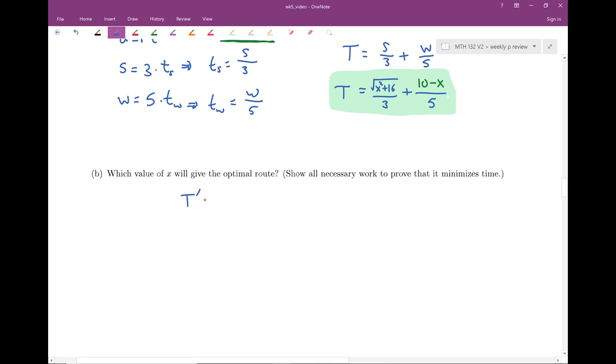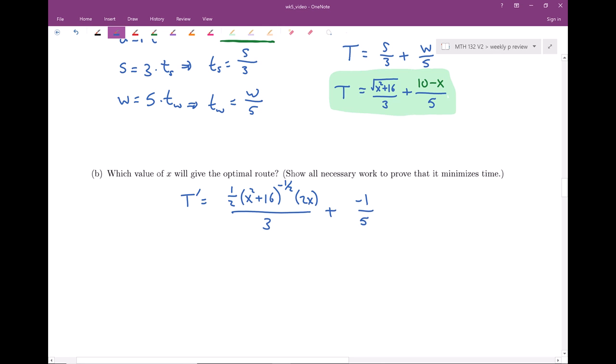Let's do that. T prime is going to be equal to, and so let's see, when I take the derivative of this, well, I have the square root, so the 1/2 comes down. We have x squared plus 16, reduce our power by 1, so that's going to go to negative 1/2. Now we multiply by the derivative of the inside, and that 1/3 is along for the ride. And then the derivative of the right-hand side, the derivative of negative x is going to be negative 1, and that one's divided by 5 here.